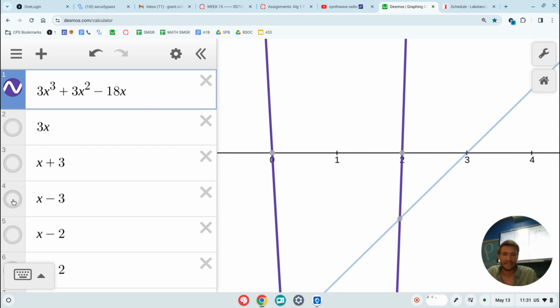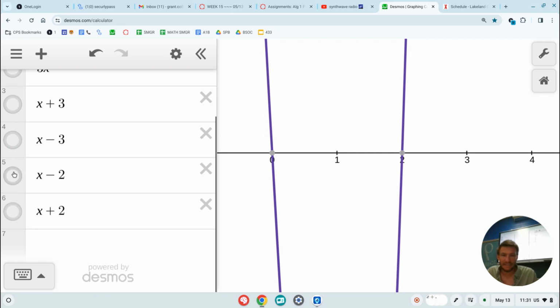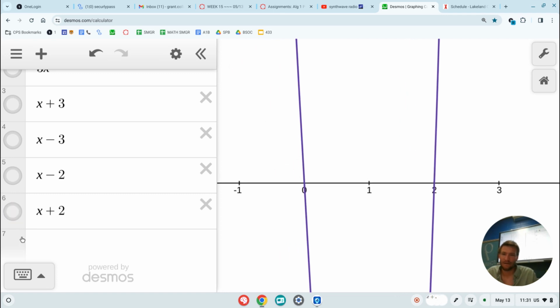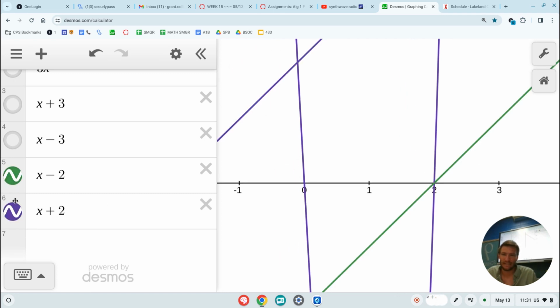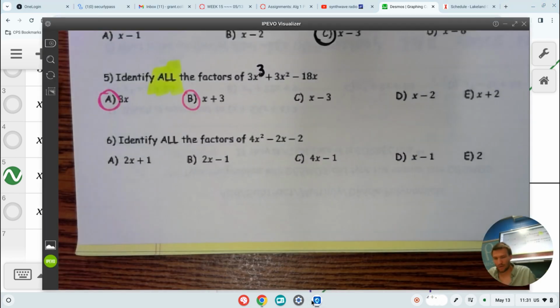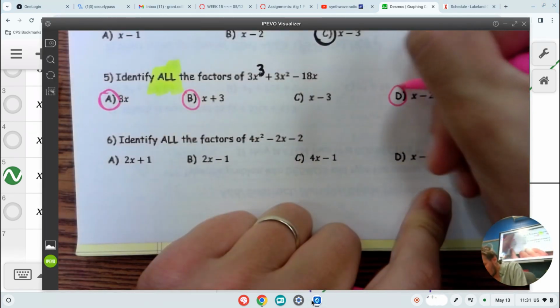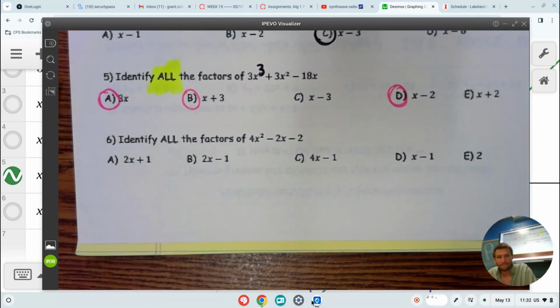Does C go through that last position? No. What about D? Yes. Nice. So D looks pretty good, and E looks like it's way off to the side. E's not good either. So D is what we're looking for. So we're going with A, B, and the letter D.